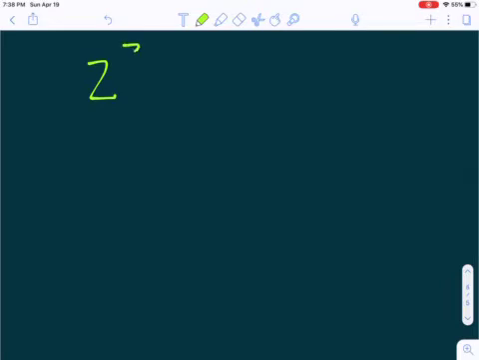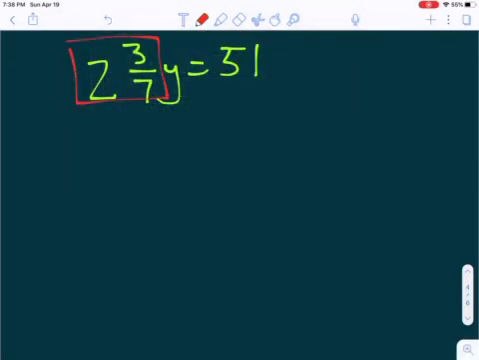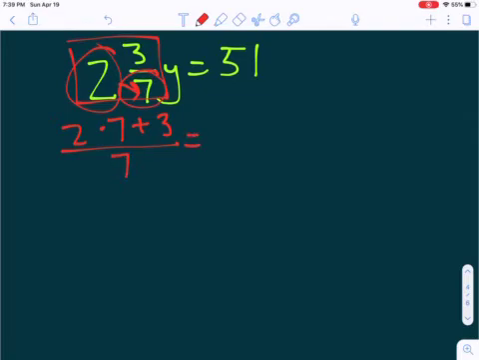All right, last one, and this is going to be a bit of a review for some of you. We have 2 3/7 y is equal to 51. So this problem really isn't that hard, other than the fact that you've got to remember how to deal with this mixed number. So we've got 2 3/7. The way we deal with this is you take the whole and multiply it by the denominator. So you go 2 times 7, and then you add it to the top number, which is 3, and that goes over the denominator. So 14 plus 3 is 17/7.